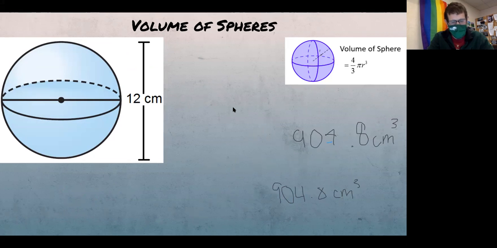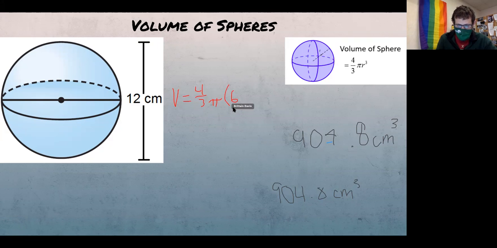All right, 904.8. That is the same answer I was able to get. Just to quickly show, that's going to be 4/3 times pi times our radius here is 6. So that'd be 6 cubed. And if you got 150.8 or 25.1, then that meant you didn't do this part correct, the raising it to the power.